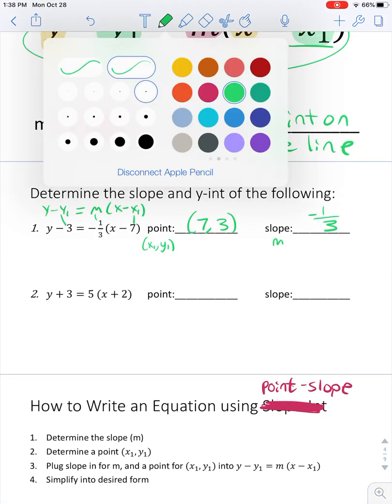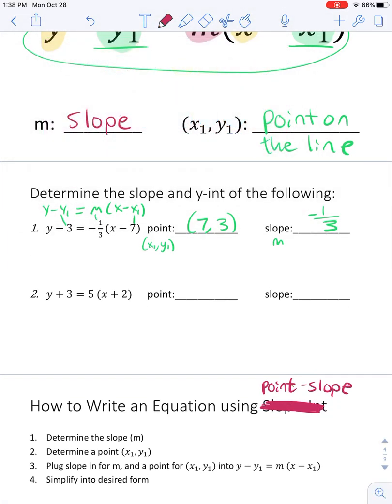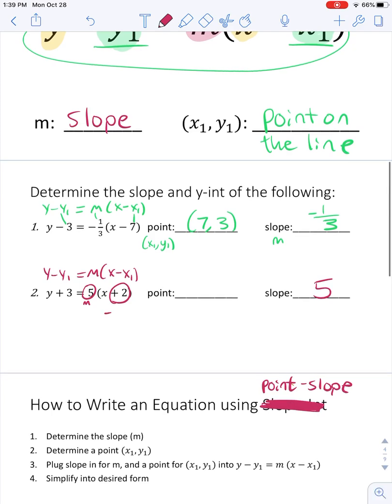Now, it's a little bit different in this second one, and people will get confused by this. The slope's not hard, that's 5. But where people will get confused is that it's supposed to be, and let me just write this on top, it's supposed to be minus x1. So we're supposed to see a subtraction, but I see addition. I see plus 2, okay? What that really means is that we were subtracting a negative 2. So the x value there is actually a negative 2.